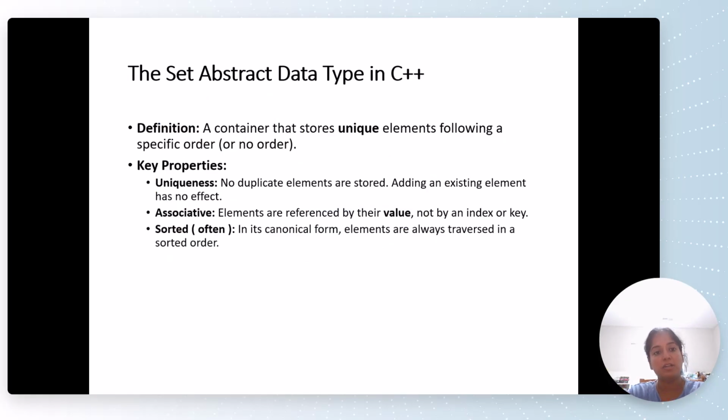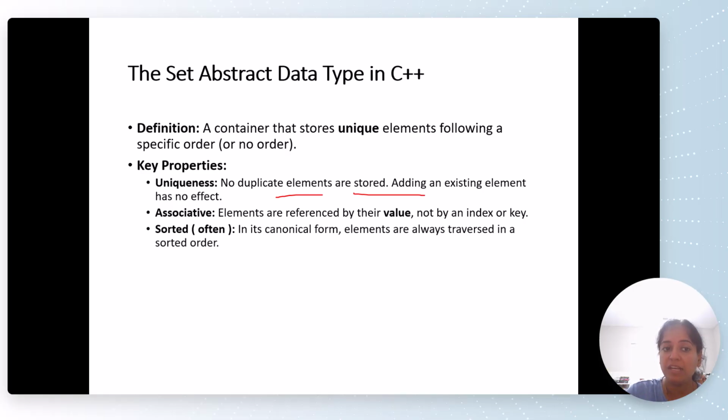Then another data structure, or another container, is the set. A set is a container which stores only unique values. It does not allow you to store duplicate elements. If an element is already there and you try to insert it again, it will not have any effect, and it will not be inserted again. So a set is required when uniqueness is needed. No duplicate elements are stored.